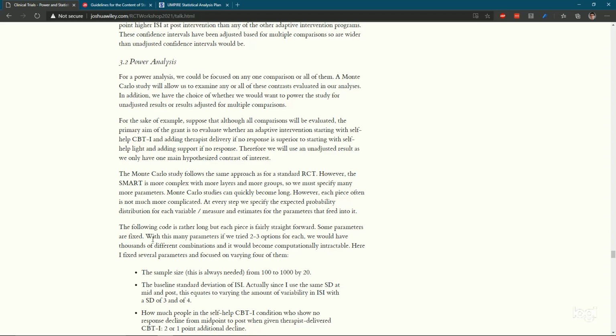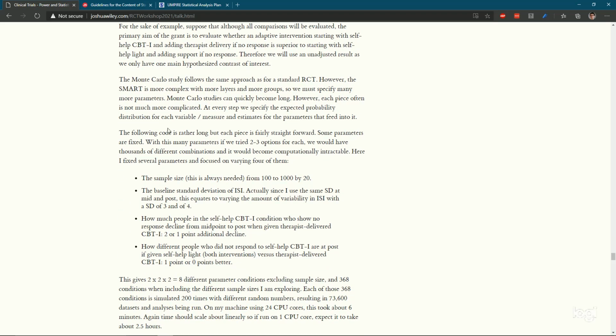Some parameters are fixed. With as many parameters as we potentially have in a SMART design like this, if I tried 2 to 3 options for every parameter, we would literally have thousands of different combinations. And that's going to become computationally intractable. I think we might have hundreds of thousands of different combinations if I had 3 options for every single parameter that's possible here. So I'm fixing quite a few parameters and focusing on varying just 4 parameters that I might think are especially critical, or 4 parameters that I'm especially uncertain about.